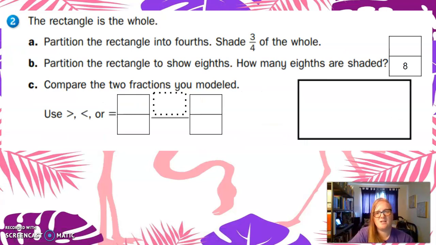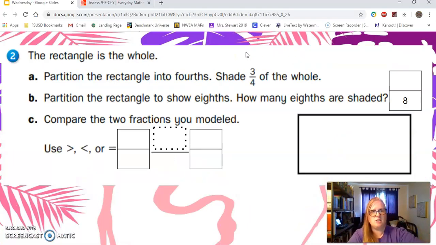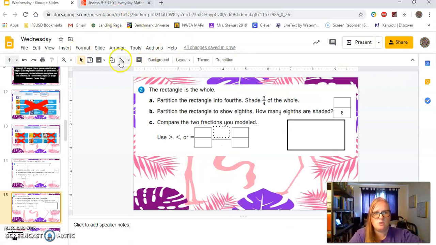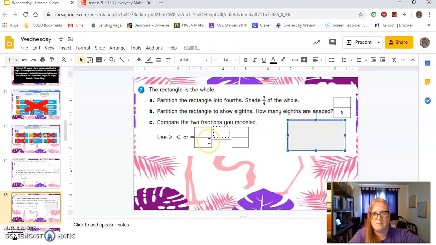For number 2, the rectangle is the whole. All right. Partition the rectangle into fourths. Shade 3/4 of the whole. So you're going to do that using the tools that we have up here. You could either use line or actually you could use shape. If you use shape, I wonder if there's an easy way to do this. If you partition with lines after you make the shape, maybe.